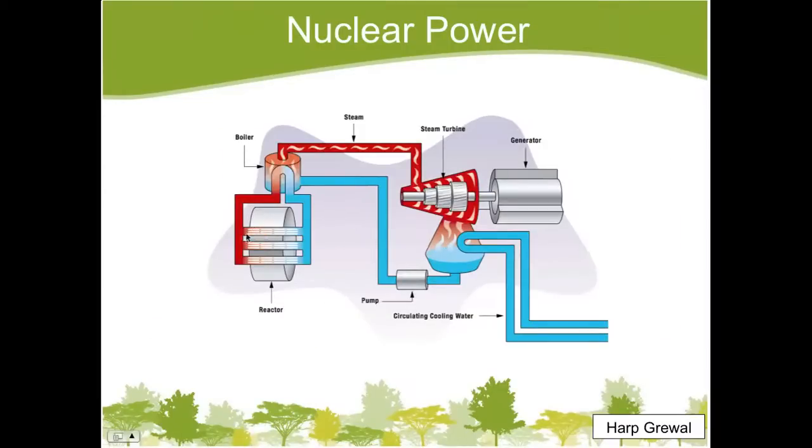So, a reactor with uranium rods. In these uranium rods, there's a nuclear fission process going on, where a neutron splits an atom, which causes a chain reaction, which causes heat. Now this heat goes up through the boiler and produces steam. This steam powers a steam turbine, and the turbine powers a generator.